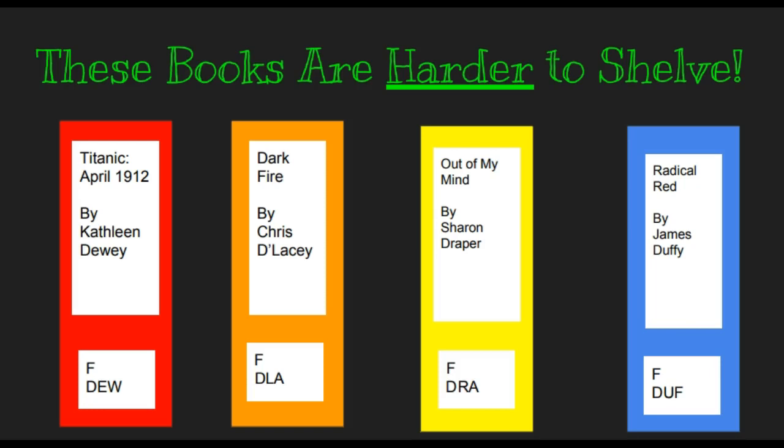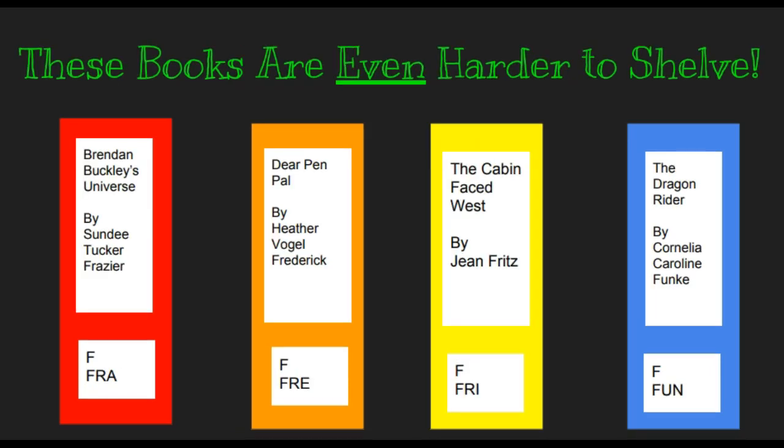All right, ready for the next challenge? This third shelf of books is even more challenging because if you look, the first 2 letters of many of these addresses are the same, FR. So guess what? Now we have to go to the third letter to put them in order. So again, let's use our alphabet. A, B, C, D, E, F, G, H, I.